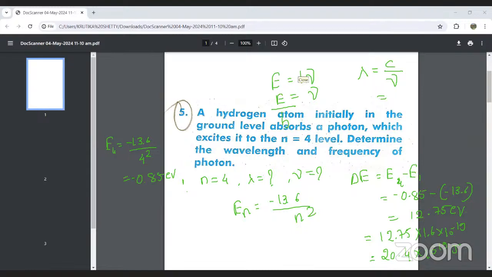Yes, frequency answer is right. So energy is equal to, we are getting it as 20.4 into 10 raised to minus 19. Hope everyone copied that. Okay. So next, let us see the next part.